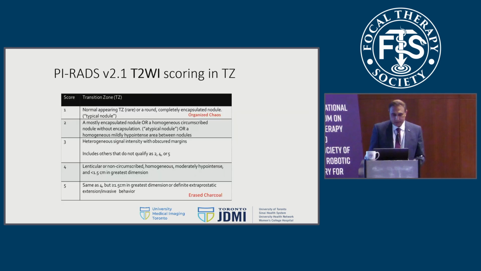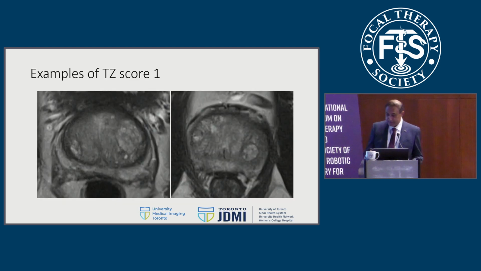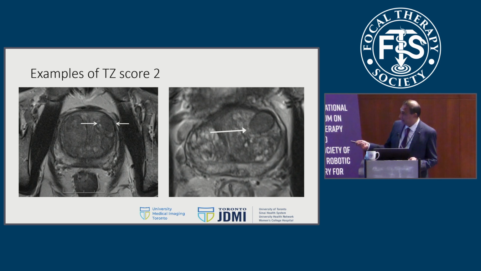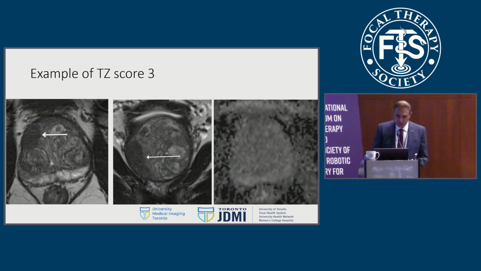Moving to T2 scoring in the transition zone. So this is kind of organized chaos. This is normal TZ. This is an encapsulated nodule, which would also be scored as 1. And these changes came on in version 2.1, on the PI-RADS version 2.1. If you see a non-encapsulated nodule or a partially encapsulated nodule, you would say that this is an atypical nodule and give it a score of 2 in the transition zone.